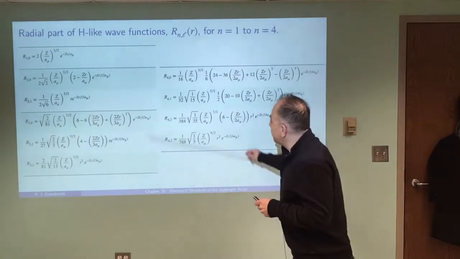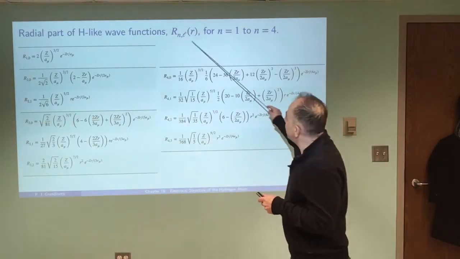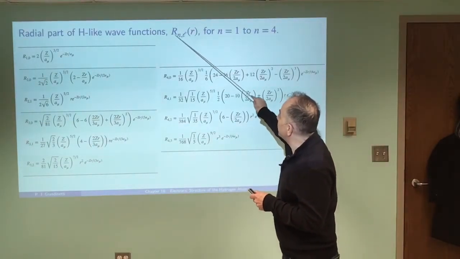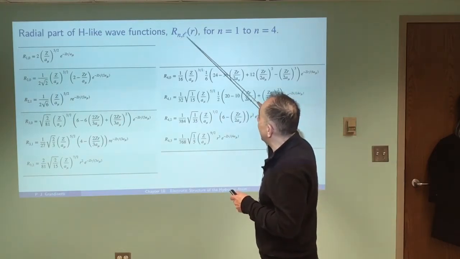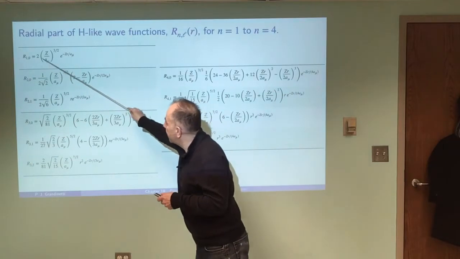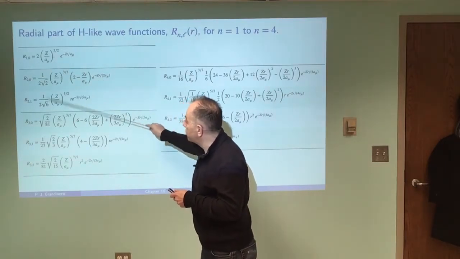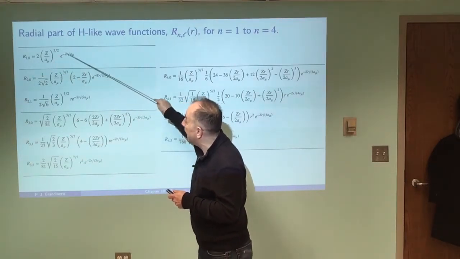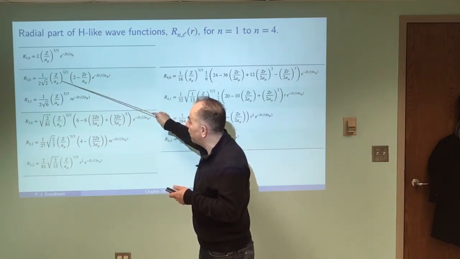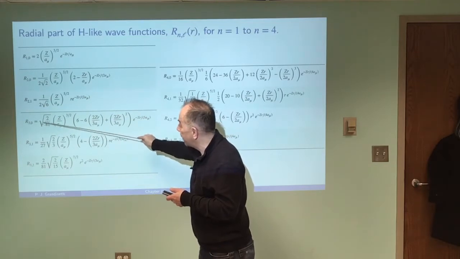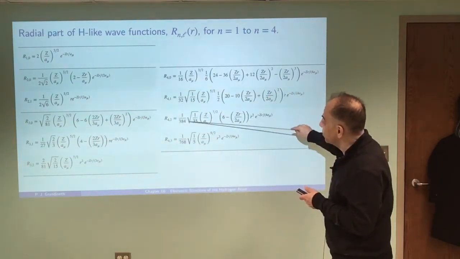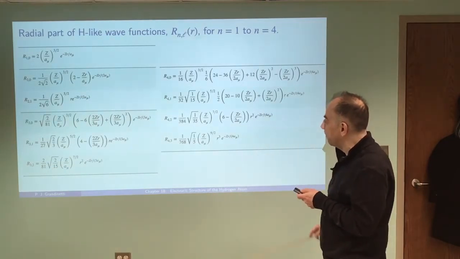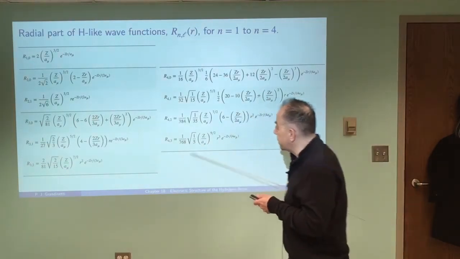You can find tables of these all over the place, and in the textbook you can find a table. These are tables of the radial distribution for different values of n and L. Here is n equals 1, n equals 2, n equals 3, with L increasing. L can only be 0 here. Here we have L values of 0 and 1. Here L goes from 0, 1, and 2, and here's L of 0, 1, 2, and 3 for n equals 4. And this is just the radial part.